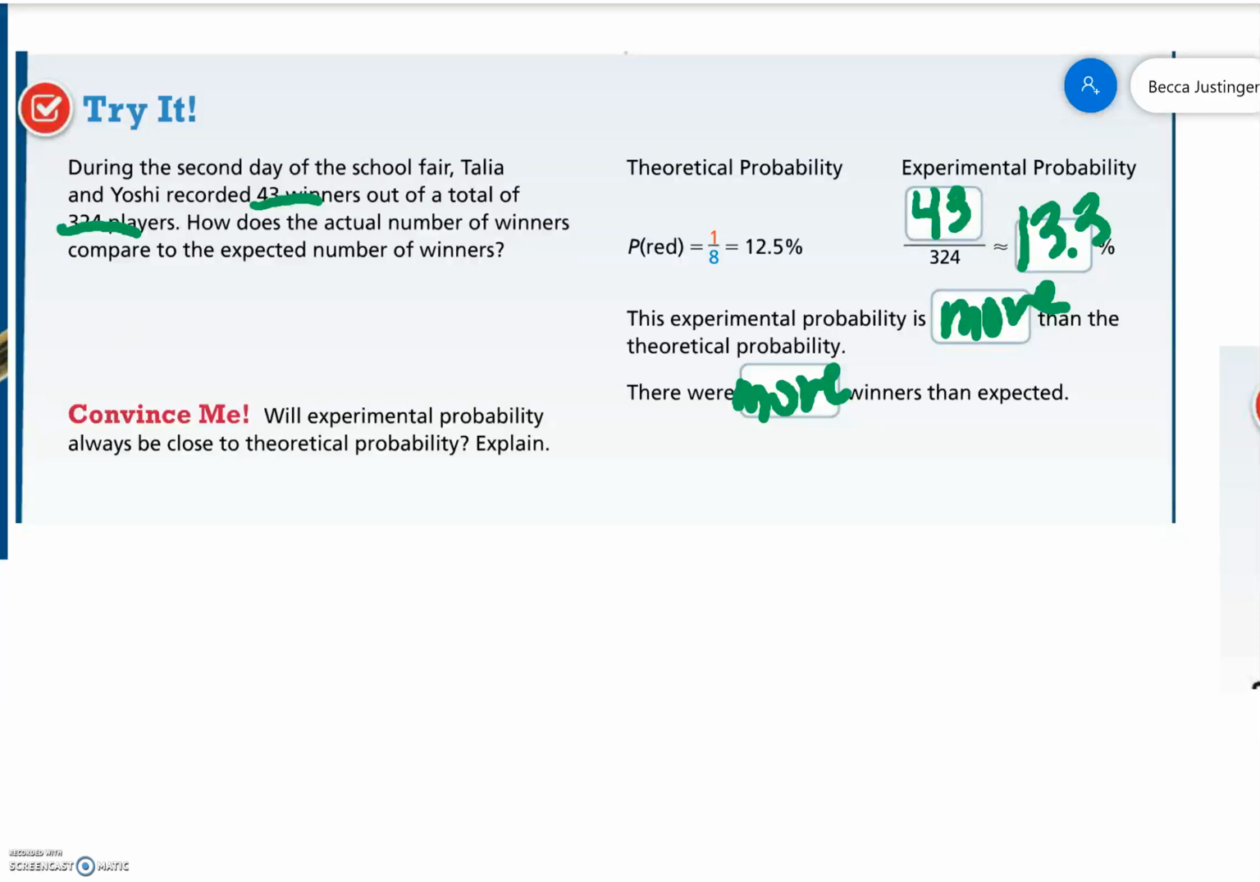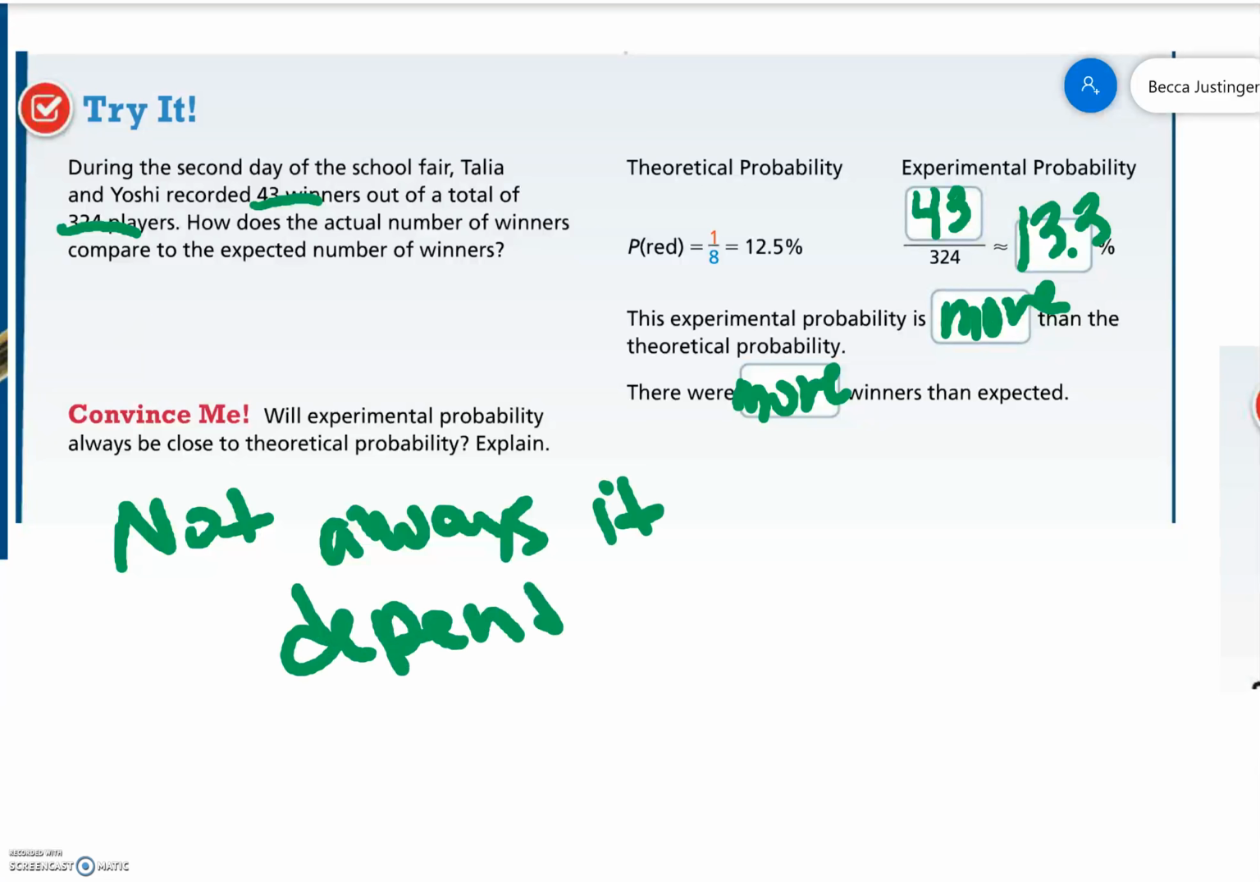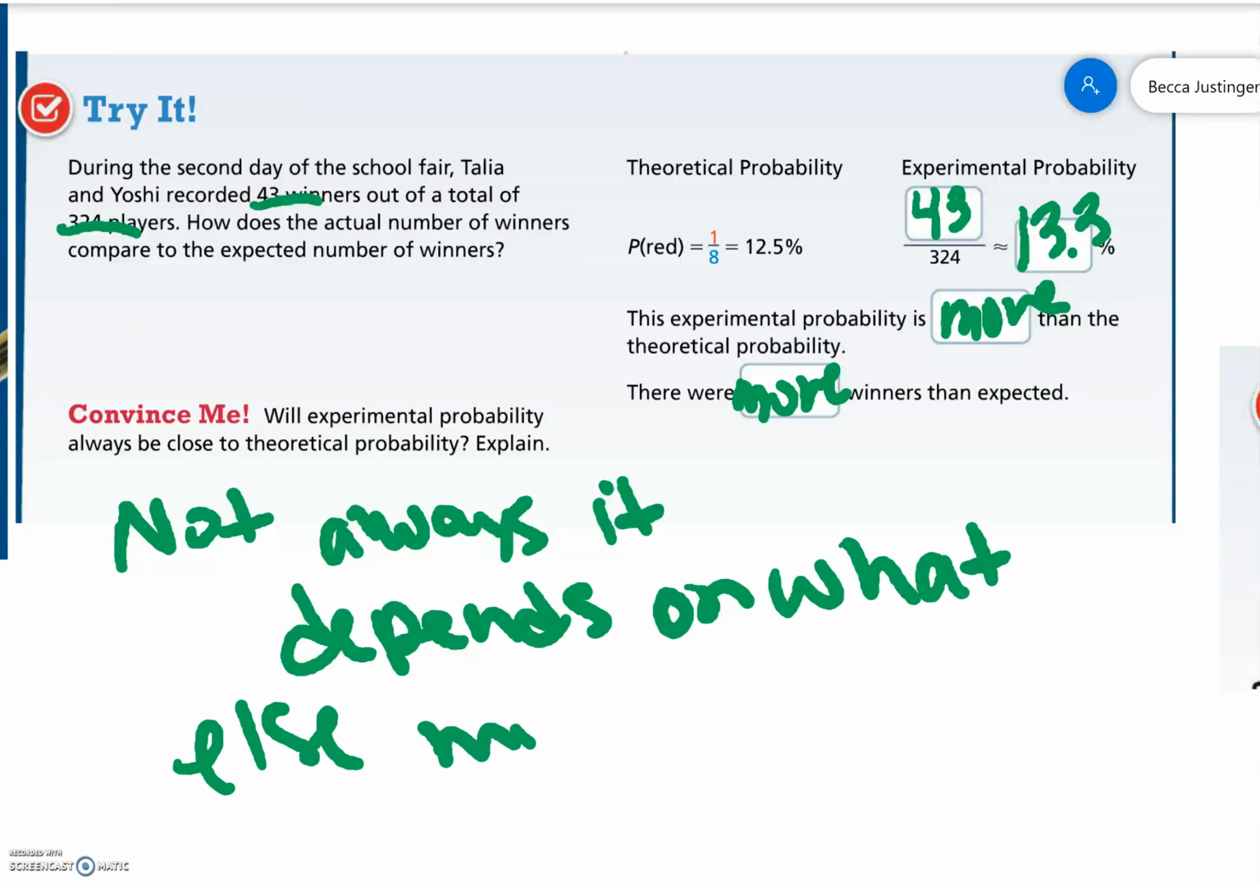Will experimental probability always be close to theoretical probability? Explain. Not always. It depends on what else might affect the outcomes.